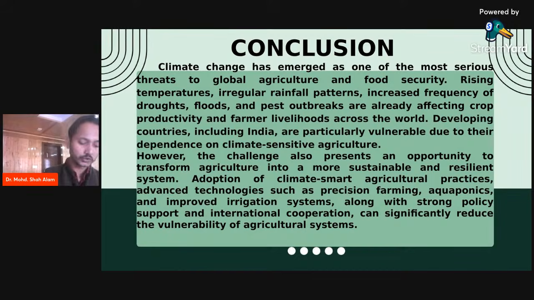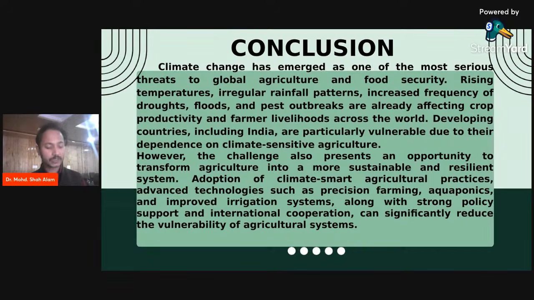Next is the conclusion. In conclusion, I can say that climate change is one of the greatest challenges facing global agriculture and food security. Rising temperature, irregular rainfall, and increasing climate extremes are already affecting crop productivity and farmers' livelihood. However, these changes also provide an opportunity to transform agriculture into a more sustainable and resilient system.